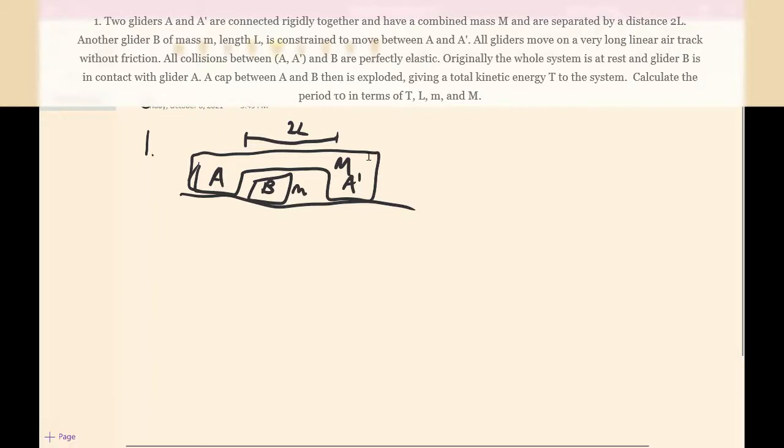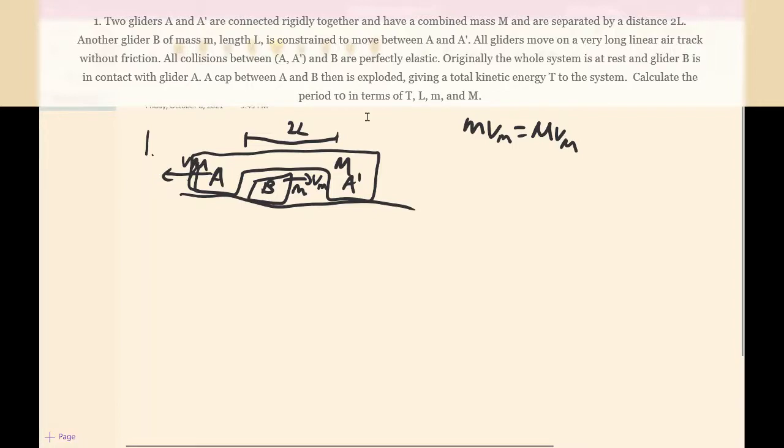So let's say that this glider B here goes with a velocity of V small m, and then the big glider goes in the opposite direction with a velocity of V big M. So now we can set up some equations. First, the really obvious one is m times V small m is equal to big M times V big M from conservation of momentum, because the total momentum is 0.